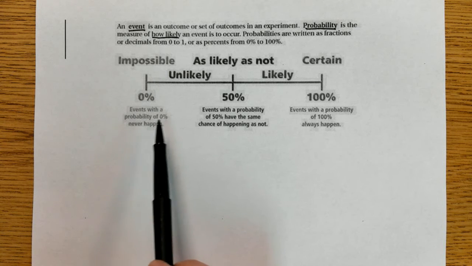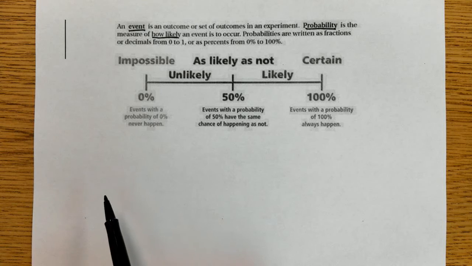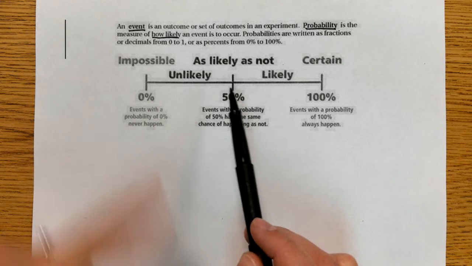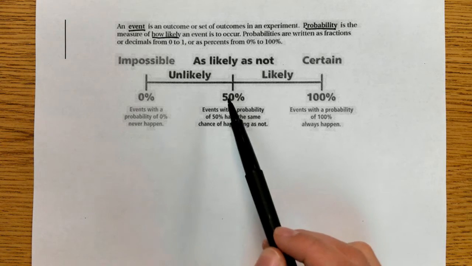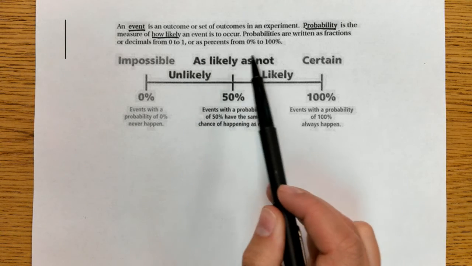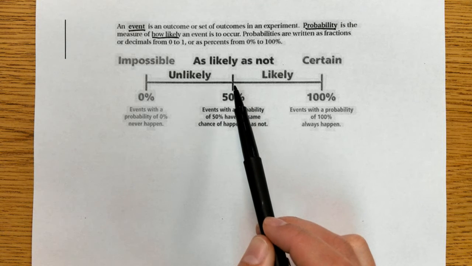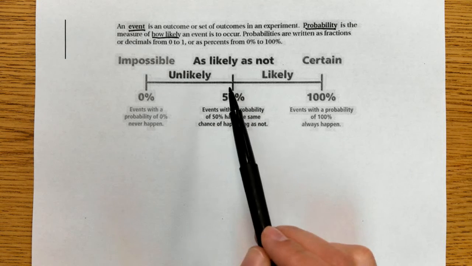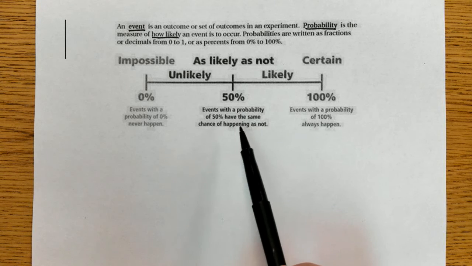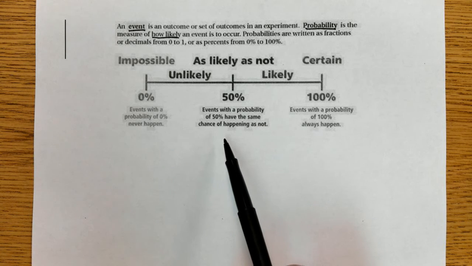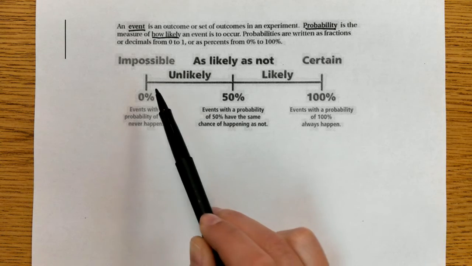Events with a probability of 0% never happen. From 0 to 50%, it would be something that is unlikely to happen. At 50%, it's as likely as not. So there's a 50-50 chance that it will happen or won't happen. Events with a probability of 50% have the same chance of happening as not. So 50% certain, 50% impossible.